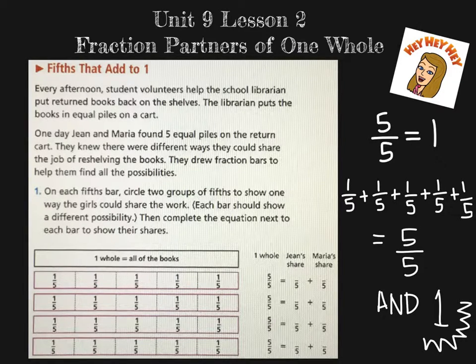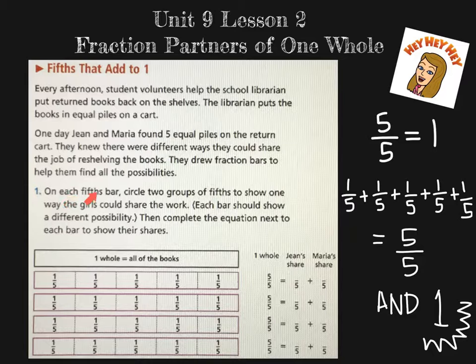Here's an example problem. Every afternoon, student volunteers help the school librarian put returned books back on the shelves. The librarian puts the books in equal piles on a cart. One day, Jean and Maria found 5 equal piles on the return cart. They knew there were different ways they could share the job of reshelving the books. They drew fraction bars to help them find all the possibilities.